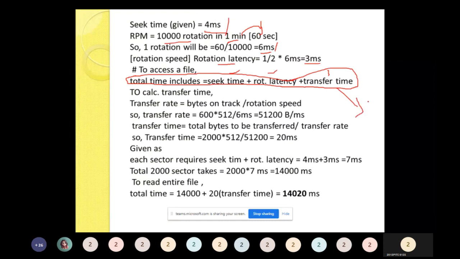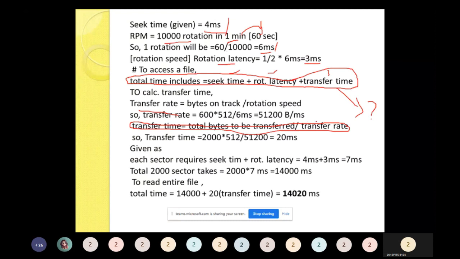So transfer time only we don't know, so we have to calculate this transfer time. To calculate the transfer time, first we have to understand it. The actual transfer time formula is total bytes to be transferred divided by transfer rate. That is the main formula for calculating the transfer time.